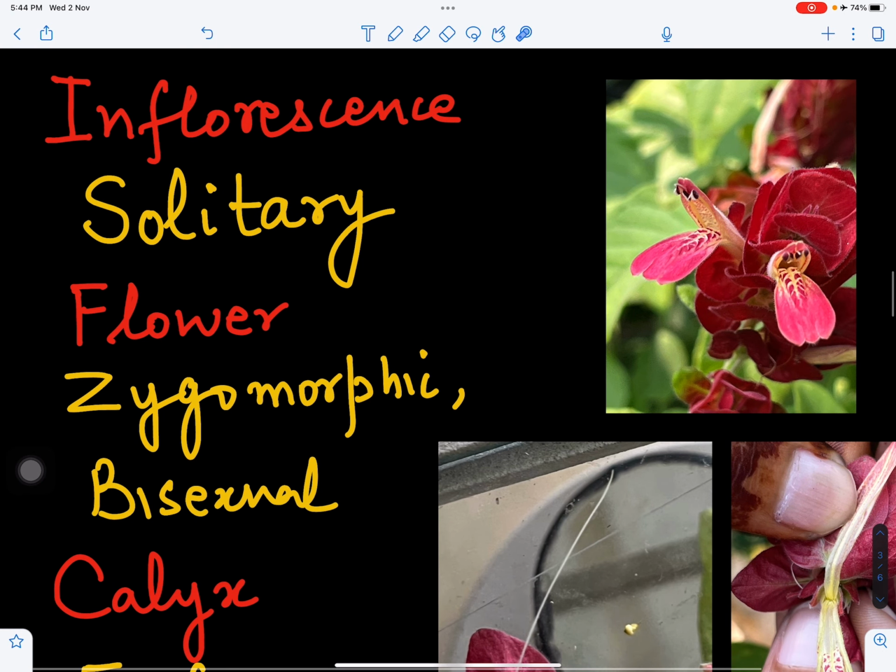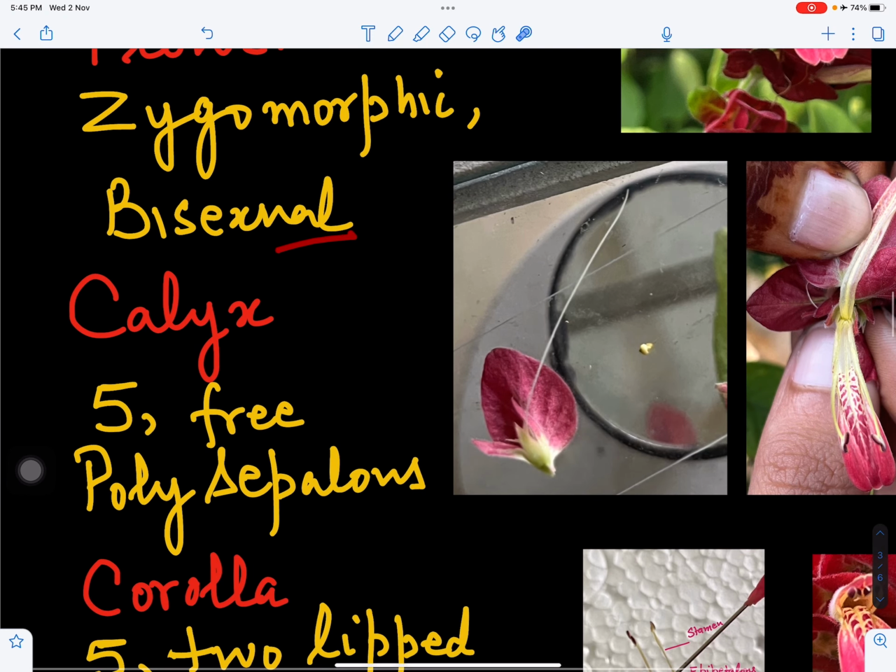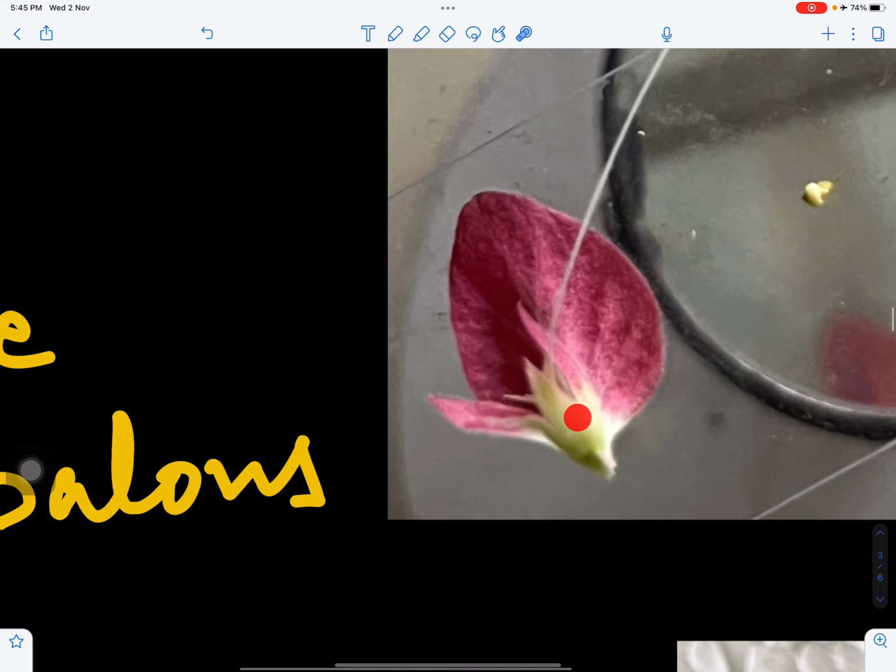So this is solitary. Now the flower cannot be cut into equal halves by more than one plane. Like if we cut the flower like this, the two halves are equal. But if we cut like this or this or this, all halves will not be equal. So such flowers are called zygomorphic. So its flower is bisexual because both the sexes, male as well as female, androecium and gynoecium, are present.